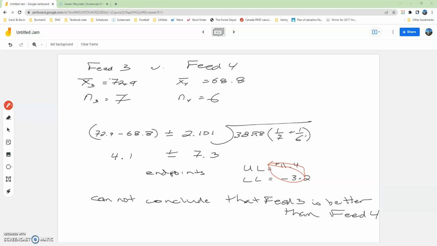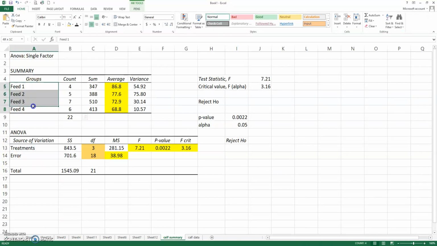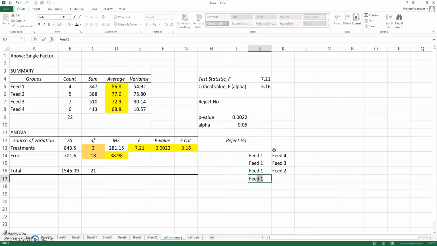So we look back at our data, we have 4 systems. So we could do the same test basically 6 different ways. We could go feed 1, feed 4, which we did. We could go feed 1 versus feed 3, feed 1 versus feed 2, feed 2 versus feed 3, feed 2 versus 4, and then the one we just did. So these would be the 6 tests that we could run.